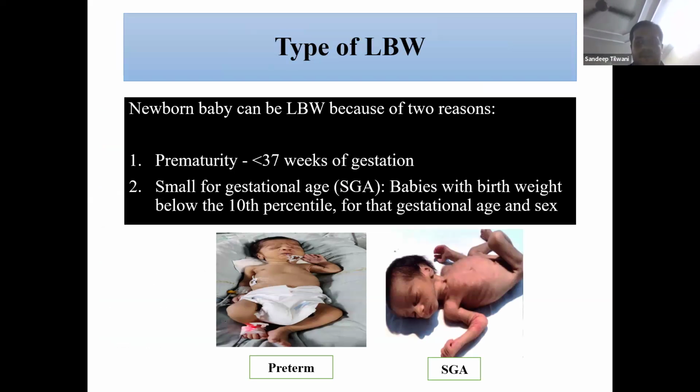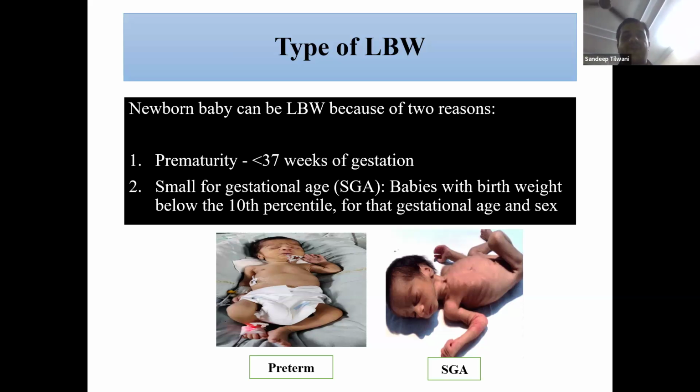Okay, so that is why, based on the weight alone, we cannot say that the baby is preterm. There may be some babies who are actually term babies, that is, they have crossed 37 weeks of gestation, but because of some compromise during the in utero phase, their growth was hampered, and as a result, their birth weight was less than what is expected at that gestation. Such babies we call small for gestational age babies.